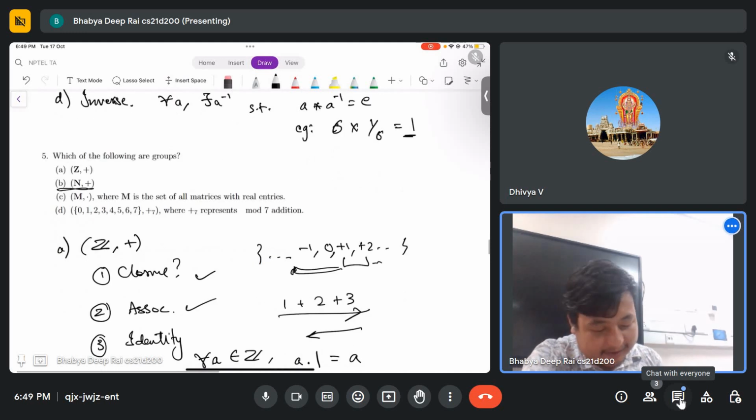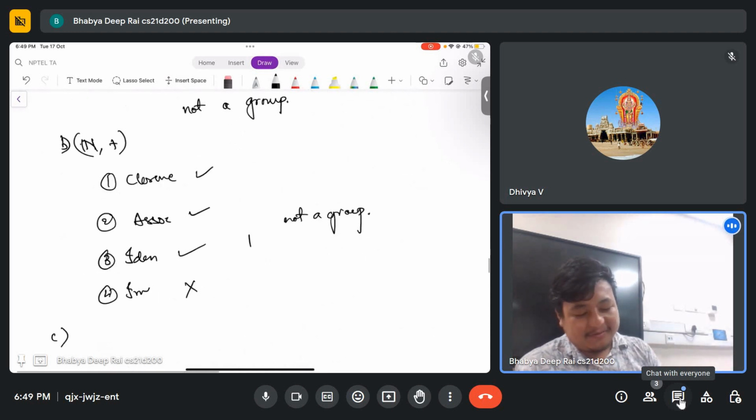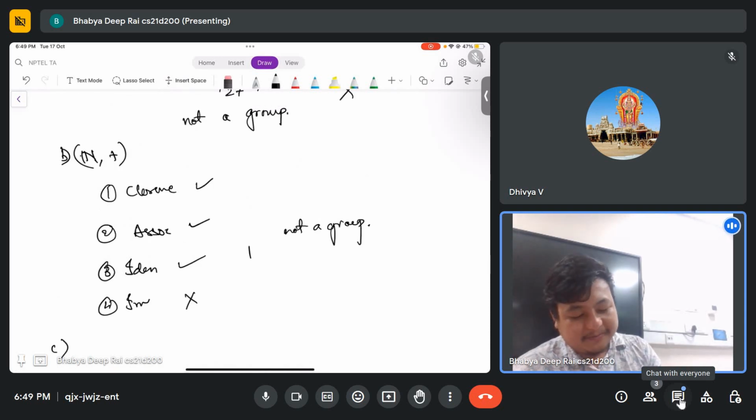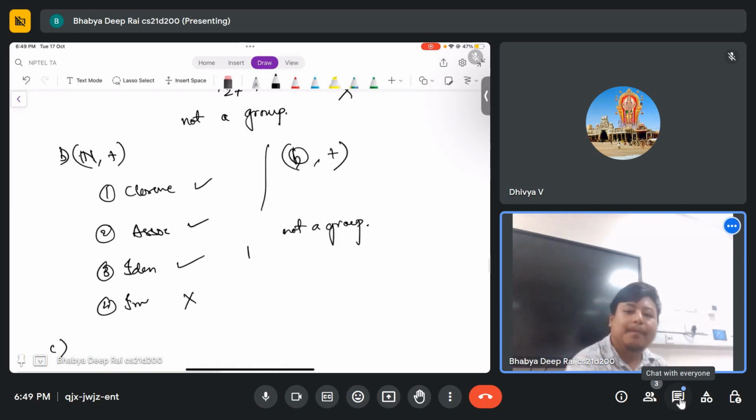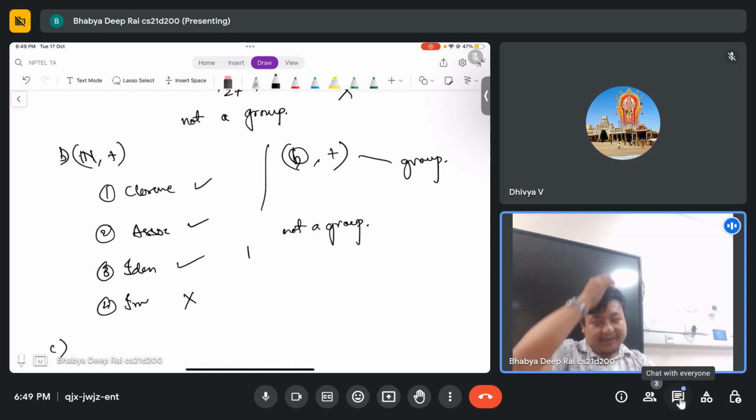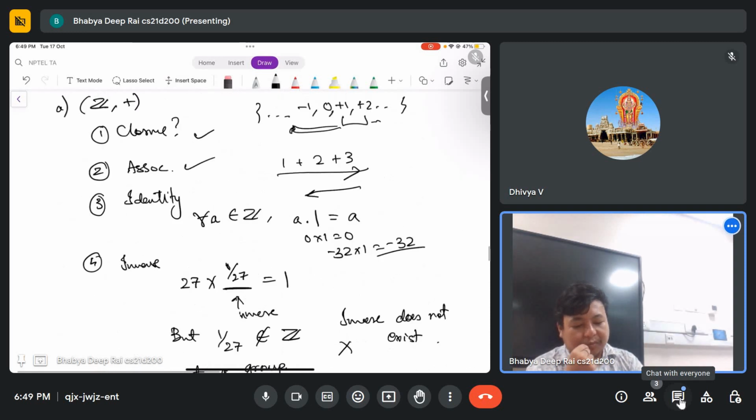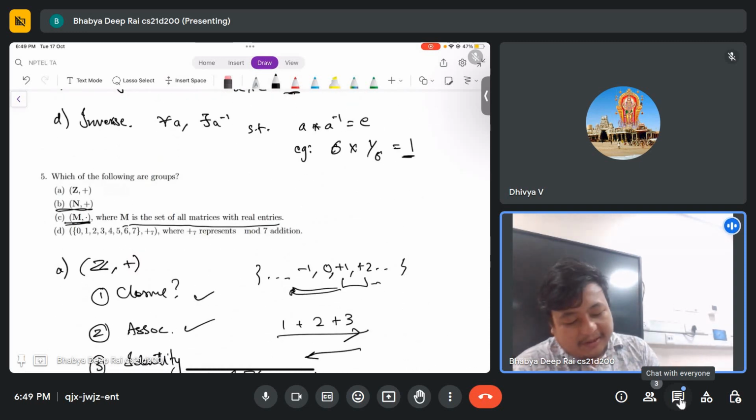So what about C? Can you tell me whether this is a group or not? Matrix. Okay. Before that, observe that if I replace this with even rational numbers, I'm done. Why? Because now I have the inverse. So the rational numbers along with addition is a group. Anyway, let's move on.